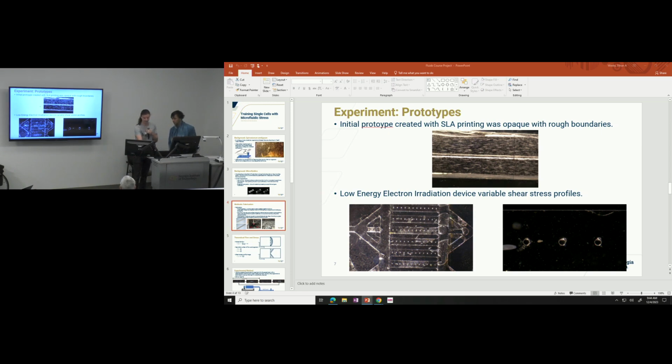And then, actually, this is the device I currently do research on. Here, if you just hit next, I think it starts. Yes. This is the device I do research on right now. It's called the low energy electron irradiation device, and it's designed to keep a thin fluid channel to expose cells to low energy electron irradiation.